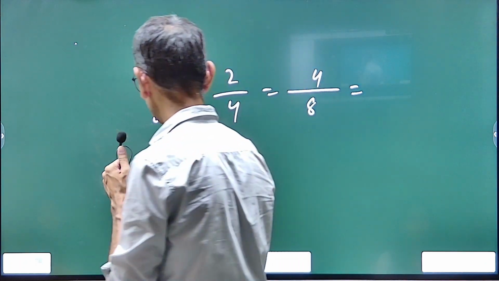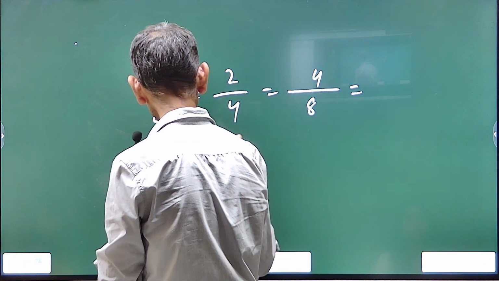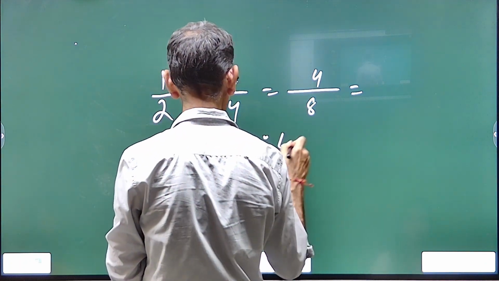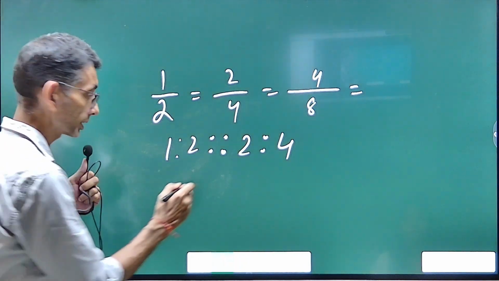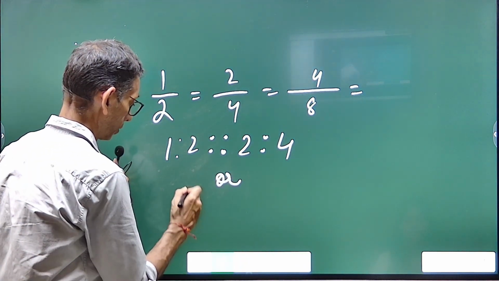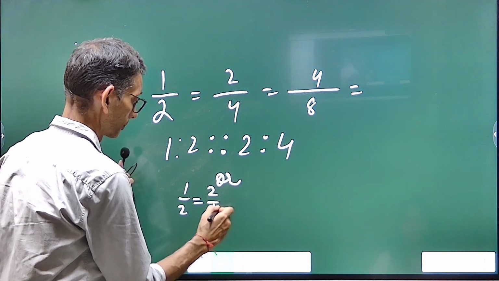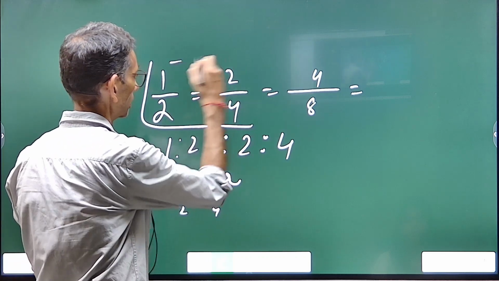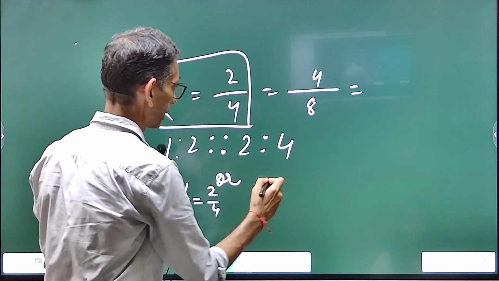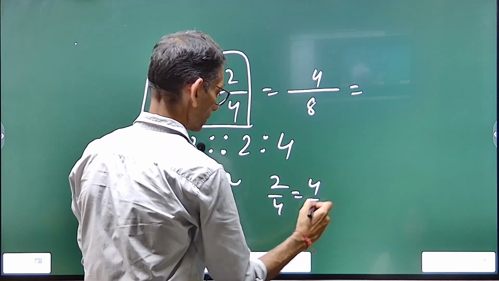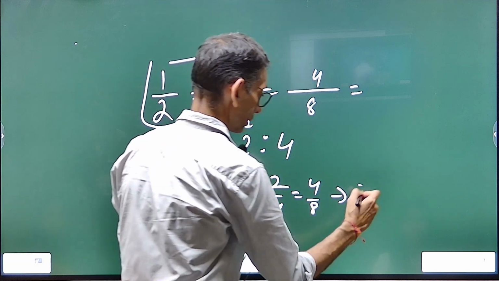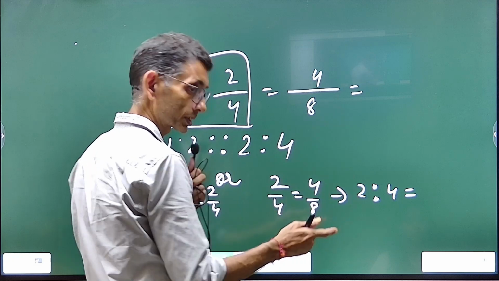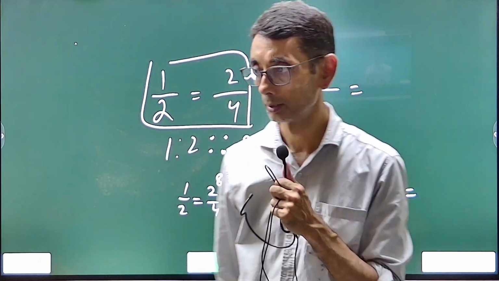Now how can I write it? 1 is to 2 and we put 4 dots, 2 is to 4. I think you have learned like this. Or 1 upon 2 is equal to 2 by 4. You can write like this. But you can compare this 2 by 4 is equal to 4 by 8. Ratio form 2 is to 4. Or if you think I should put an equal sign, it's all right. You can give it. Done.